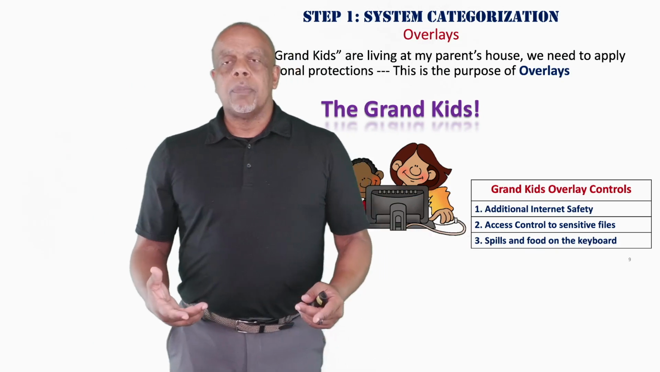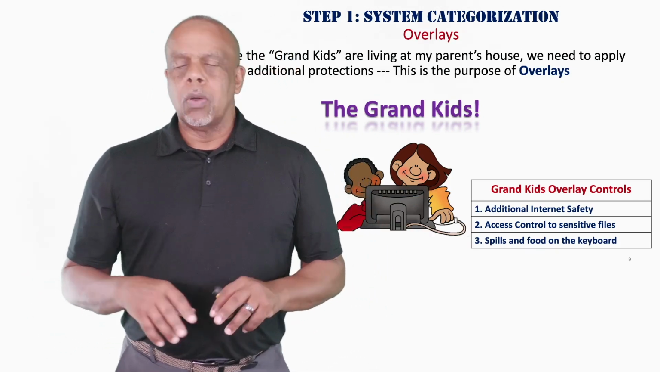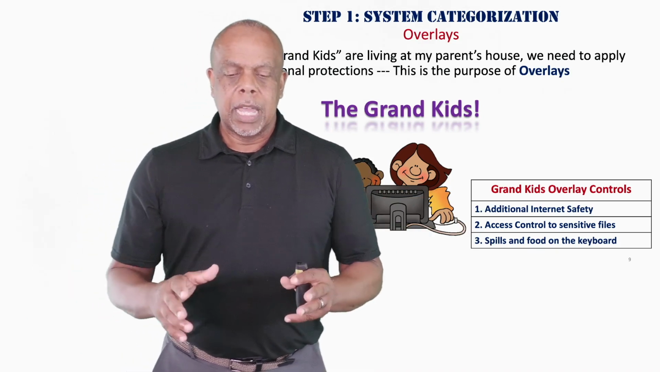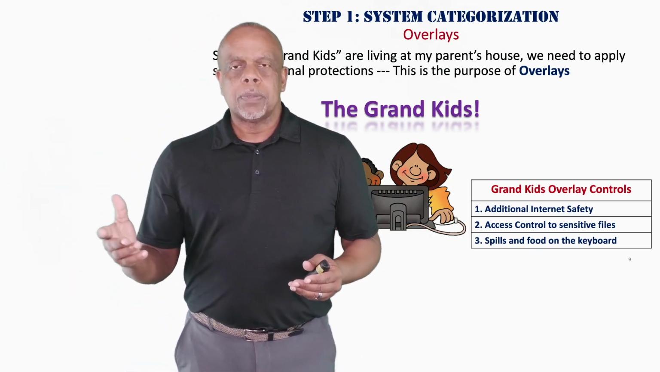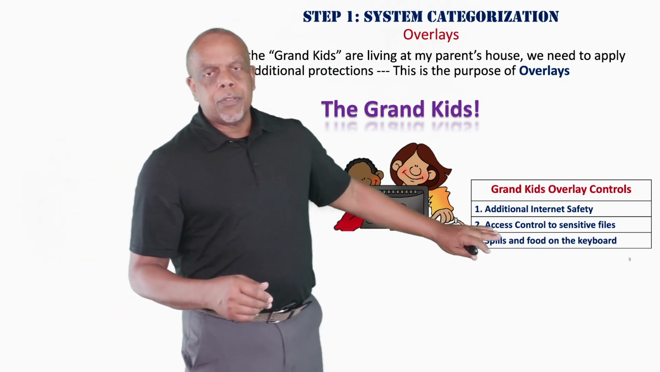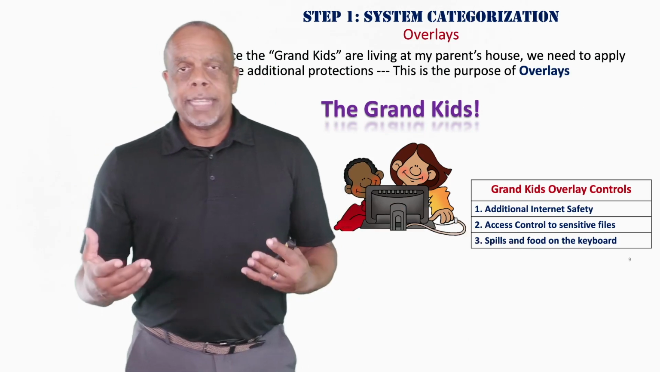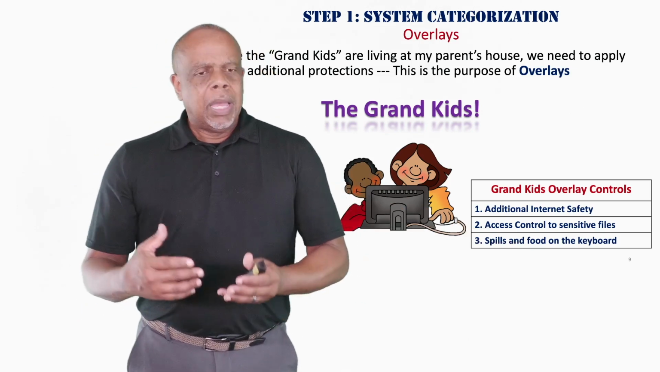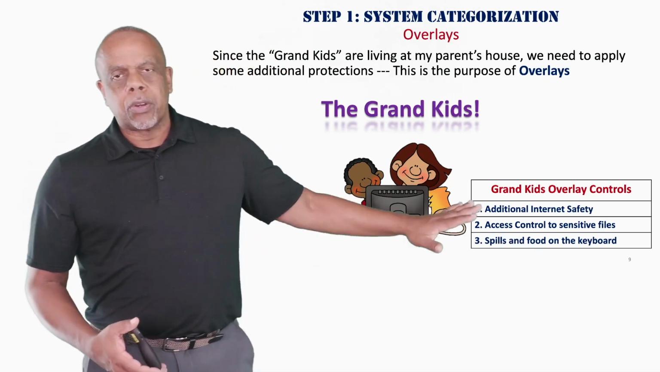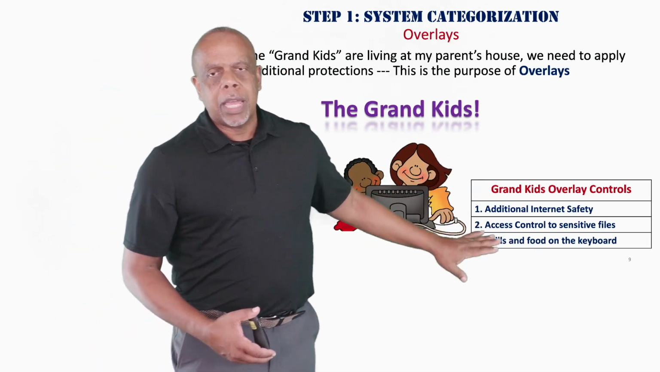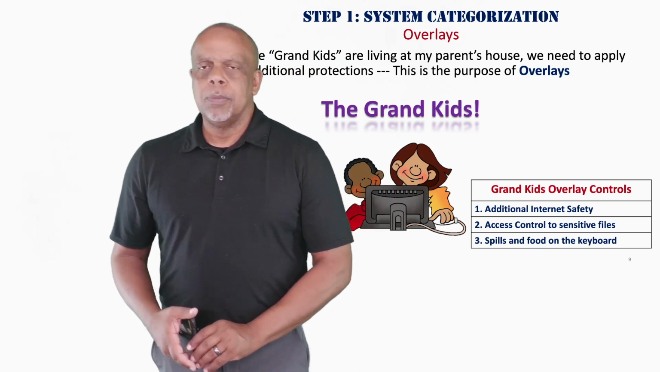So because the kids are there, guess what? Now I've got to be concerned about internet safety, because if they're on the computer, I don't want them just being able to go out to websites any time of night, any time of day, and get to some nefarious websites. Also, I have to be careful now about access control to sensitive files. Before, when it was just my mom and dad, like their finance records, I didn't have to really lock those down. But no, I don't want these kids to have access to my parents' or their grandparents' information. That's another type of overlay. And spills and food and stuff on the keyboard. Yes, you know them.